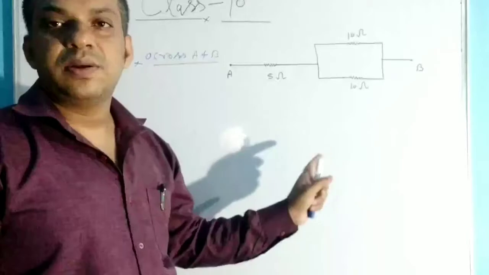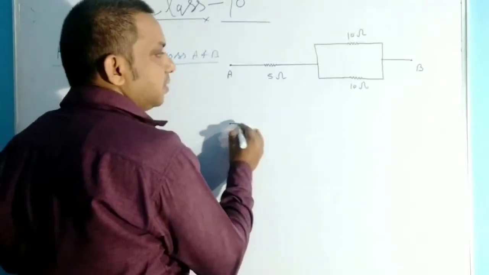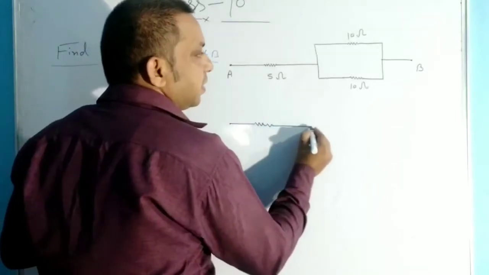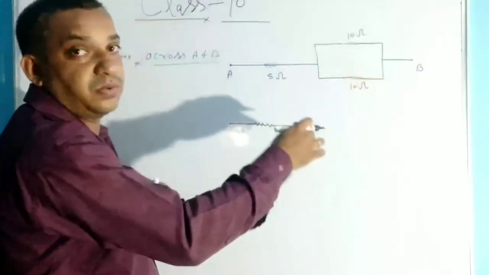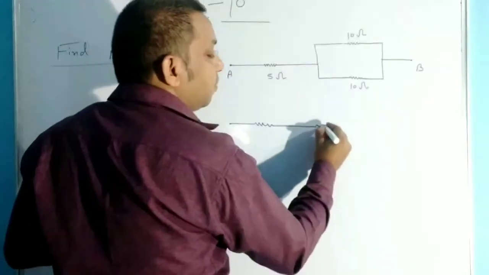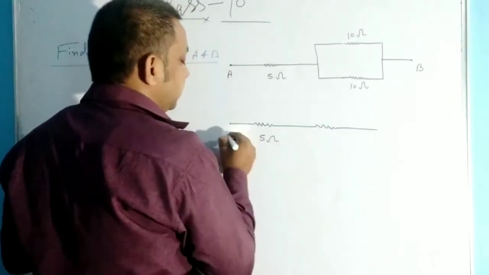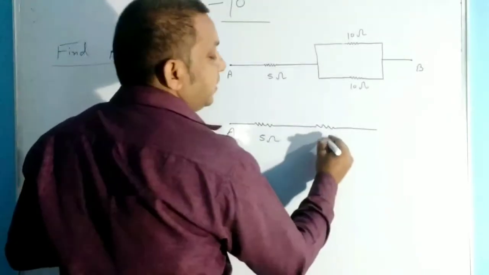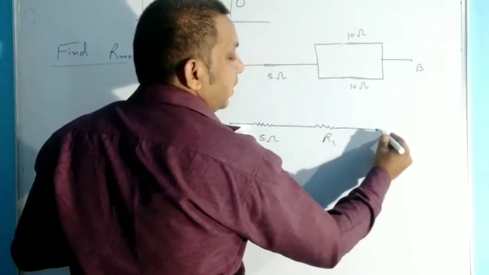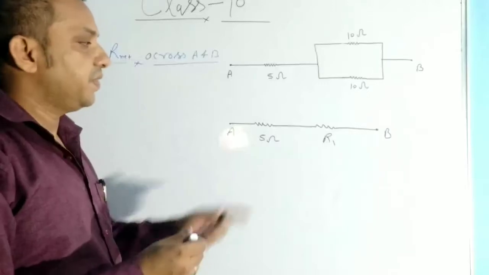So just draw the simplified diagram. This is the A point, this is the 5 ohm resistor, and in place of these two resistances you can use one equivalent resistance, I am writing R1. So this one is the 5 ohm resistance, this one is the A point, this one is R1, and this one is the B point. So just find the value of this R1.